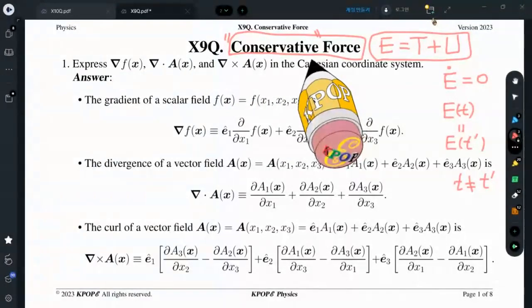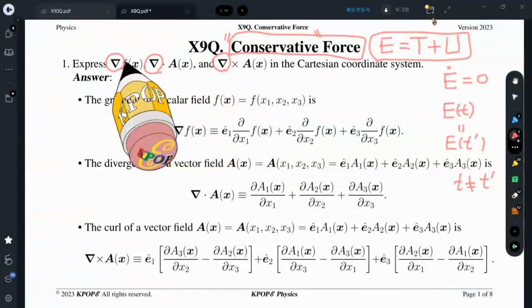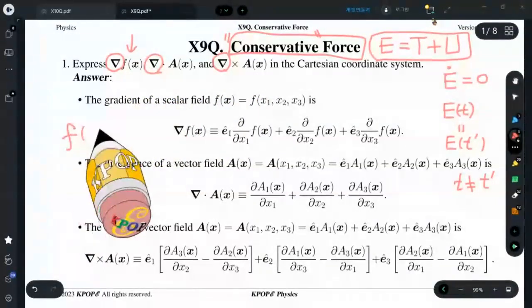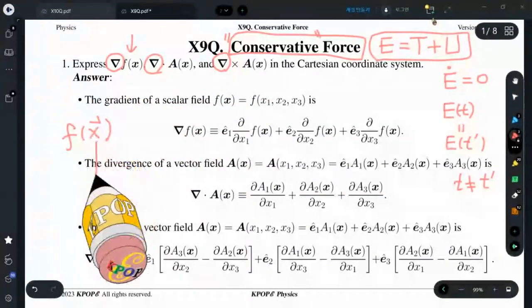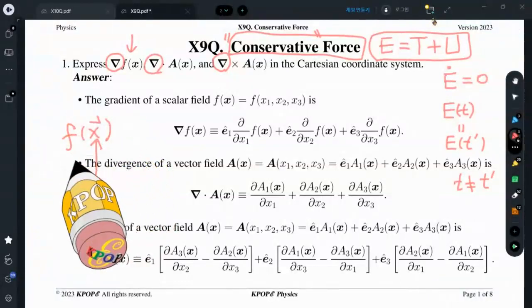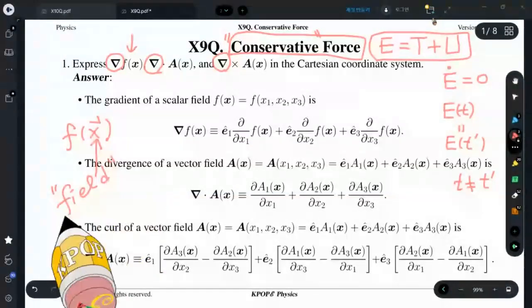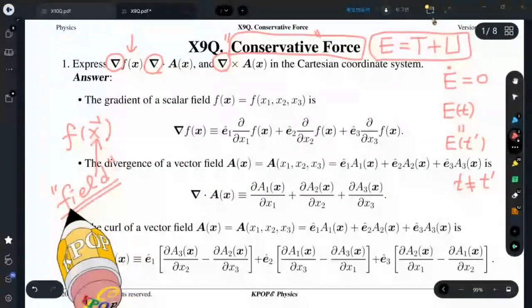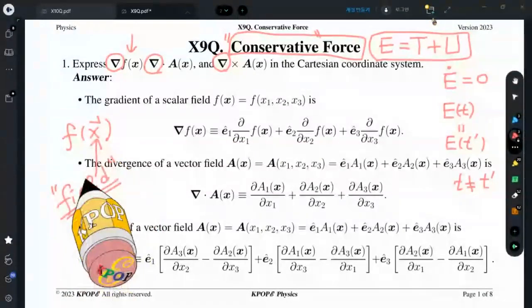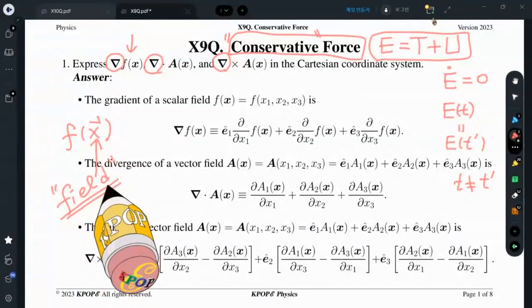To do that, we need to know these three operations. This f of x means this is a function of position. A function of a position in three-dimensional space is called a field. It is not a mathematical field, it is a physical field. Application of field means gravitational field, electric field, magnetic field. These are fields. It is different from a mathematical field on which algebra is defined.